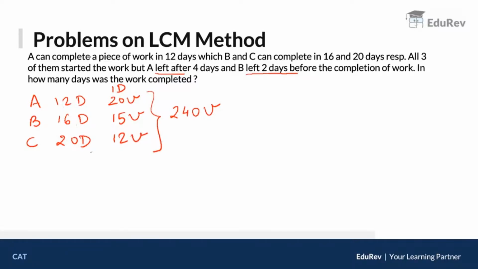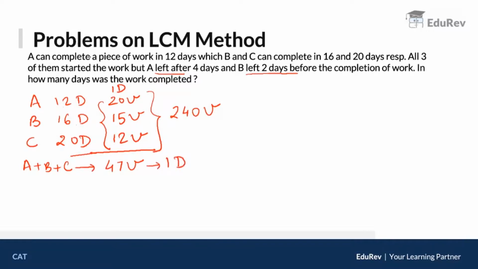Now let's add them together. So A plus B plus C in a single day do how many units? 15 plus 12 is 27. 27 plus 20 is 47 units. Okay, so these guys do 47 units in one day.